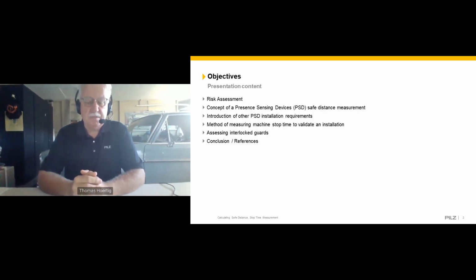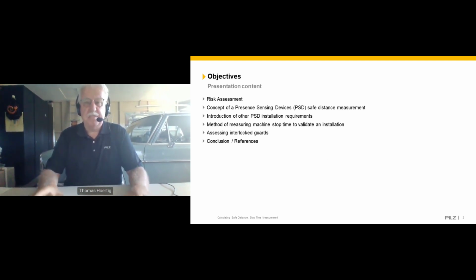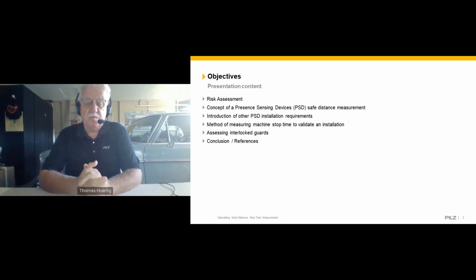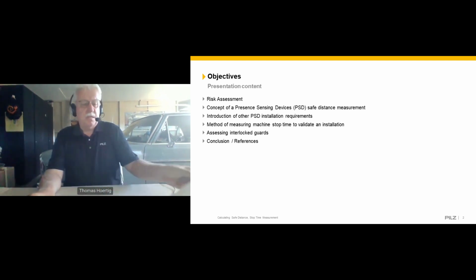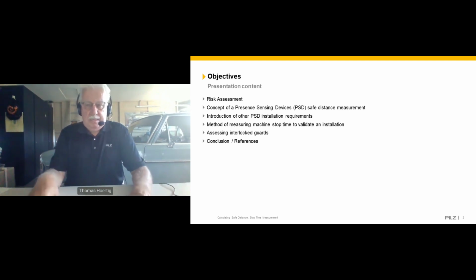The objective today of this presentation is we will talk about some aspects of the risk assessment, the concept of presence sensing device safe distance measurements, the introduction of presence sensing device installation requirements, and also one of the methods of measuring machine stop time to validate an installation. Also, we're looking at assessing interlocked guards. And then we will have a section with conclusion and some references that may help you further for your design.